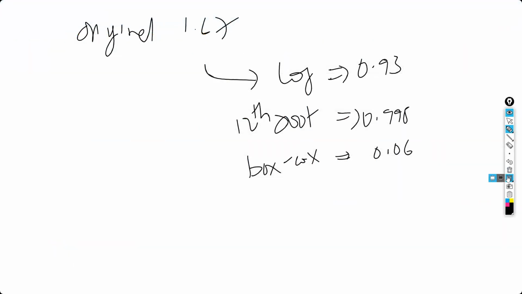Now three options are there with you. I have shown you three options. Out of these three, which one is best? Boxcox. Why? Because it is closer to zero. The closer to zero, the more perfect the normal distribution. When the normal distribution is perfect, whatever analysis we do, it is going to give more accurate answers. Is the point clear?